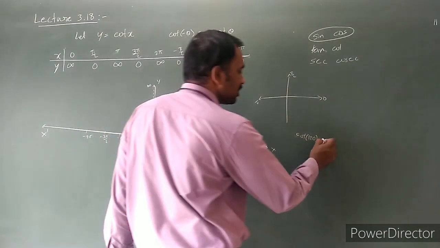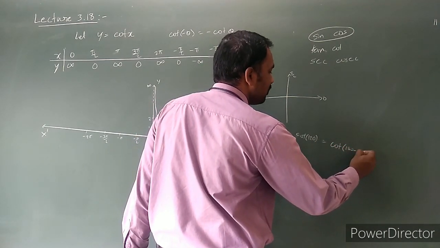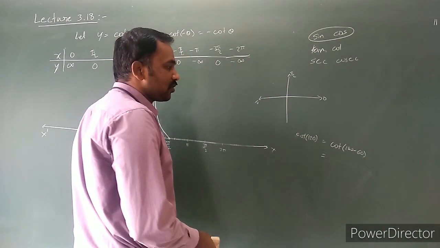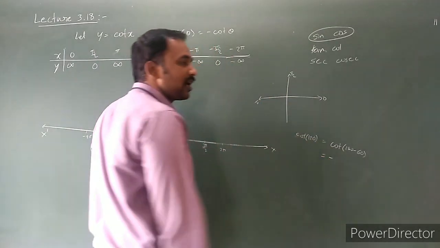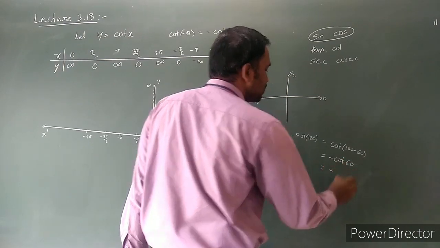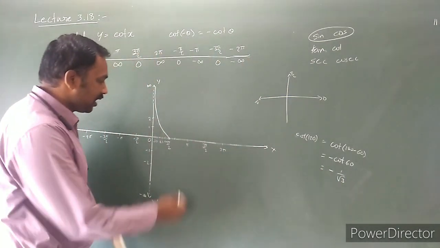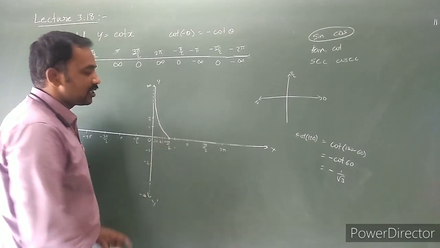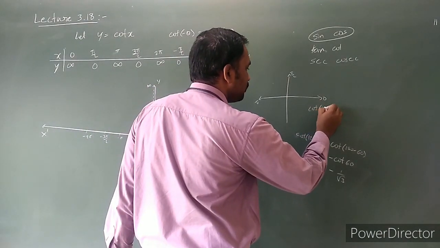Using the allied angle, split it. Cot 120 degrees is cot of 180 minus 60. In the second quadrant, cot is negative, and with 180 the cot remains cot, so minus cot of 60. What is the cot of 60? 1 divided by root 3. So cot of 120 is minus 1 divided by root 3. Here is the point.